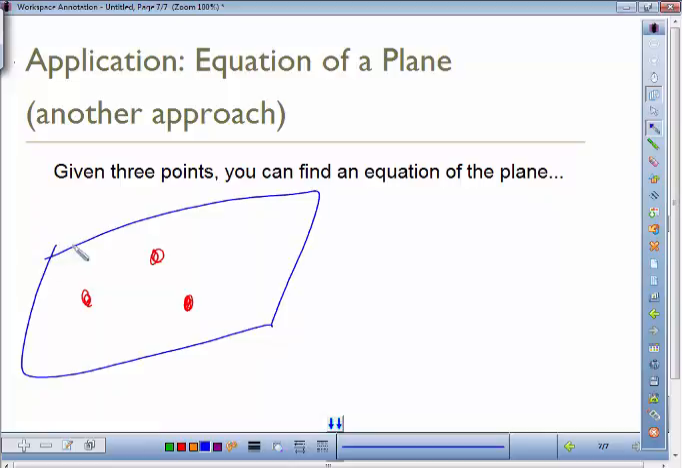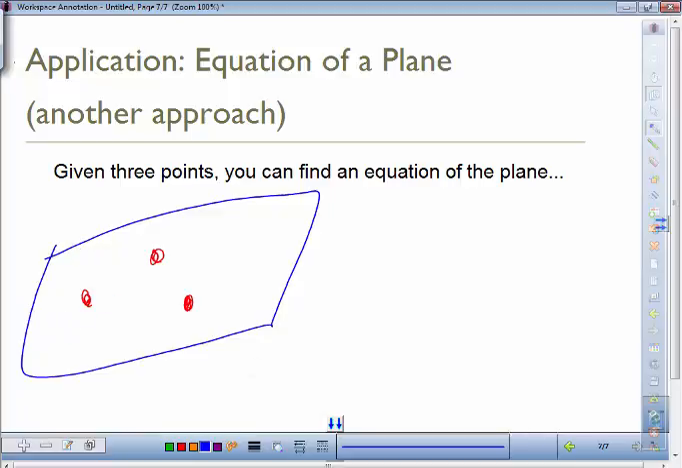So if you have 3 points, you have a pretty well-defined plane. Just like if you have 2 points, you have a well-defined line. And so it would be good to be able to find the equation of this plane. So let's make up 3 points.